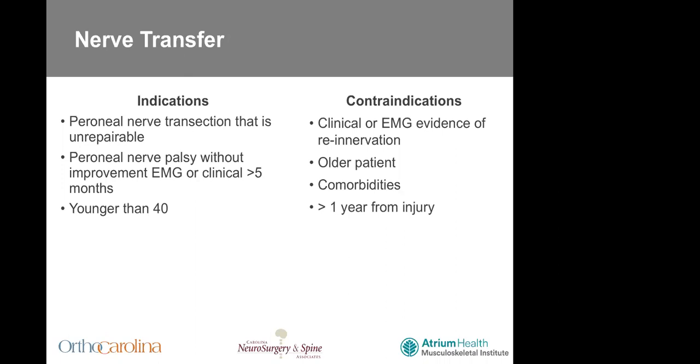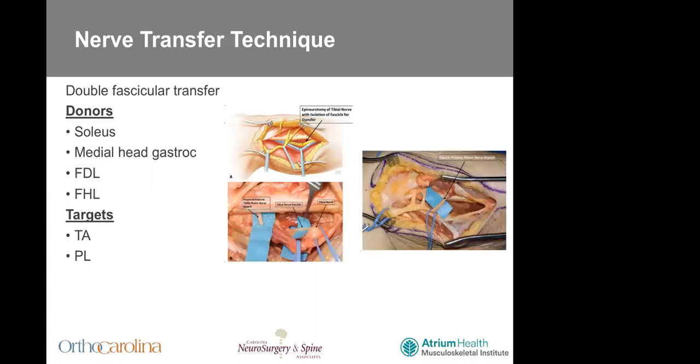Indications include peroneal nerve transection that is unrepairable, peroneal nerve palsy without improvement on EMG or clinical improvement greater than 5 months from the injury, and patients that are younger than 40. Contraindications include any EMG evidence of reinnervation, older patients with comorbidities, and patients that are greater than a year out from injury. So a little bit about the technique.